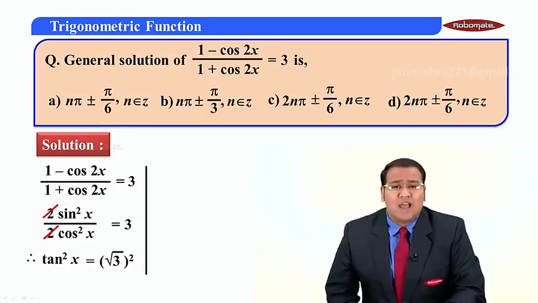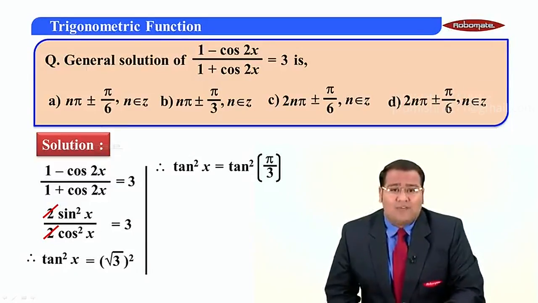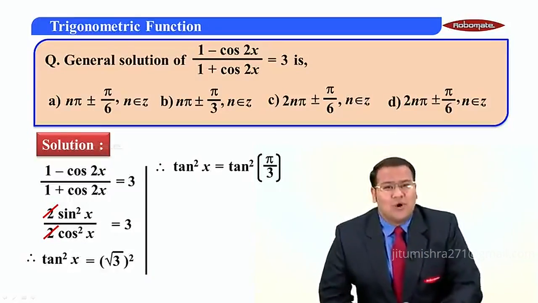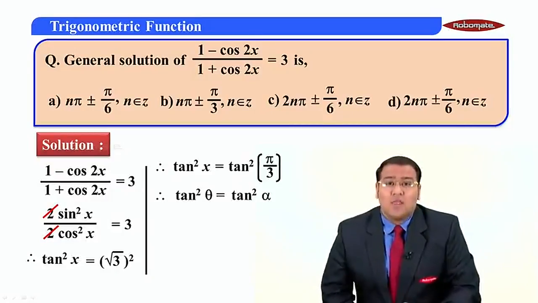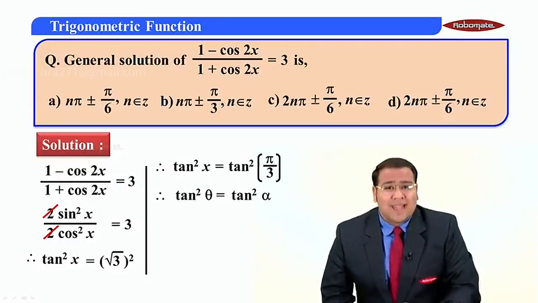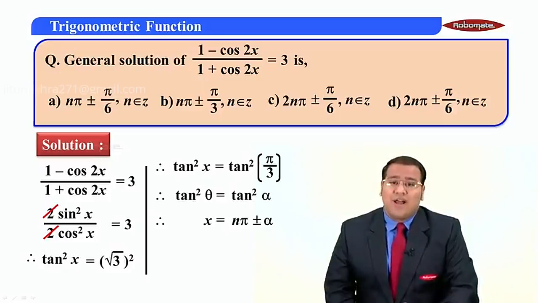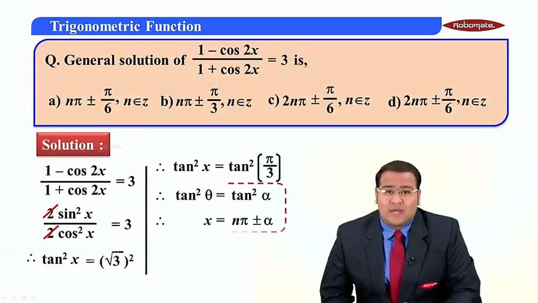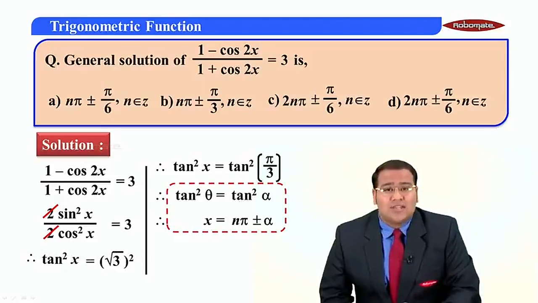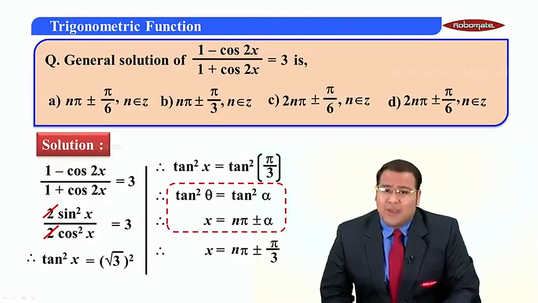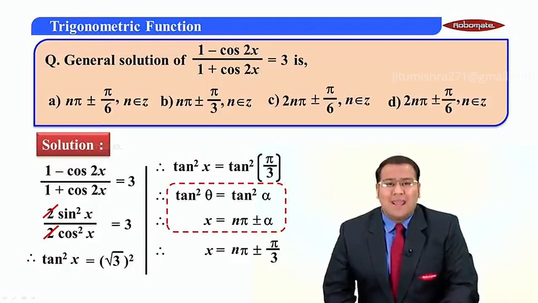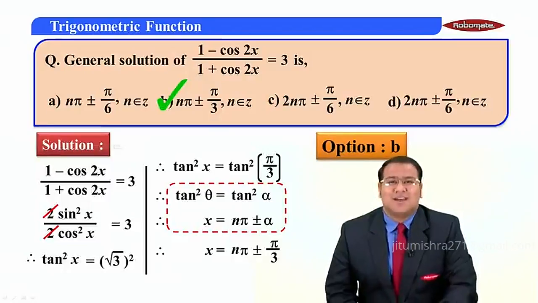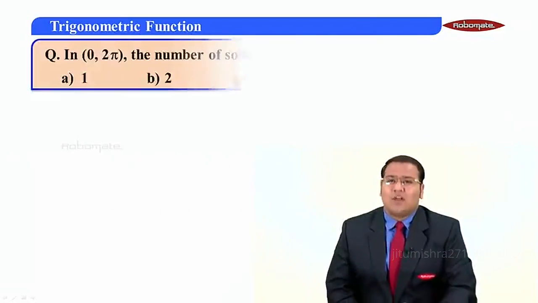We know that which value of tan is root 3? It is tan of pi by 3. Therefore the equation would be tan square x is equal to tan square pi by 3. You remember the standard formula that tan square theta is equal to tan square alpha when theta is equal to n pi plus or minus alpha. Over here, in this case, your theta is x and alpha is pi by 3. Therefore, x would be n pi plus or minus pi by 3, and hence option B is the correct answer. Moving ahead with the question.